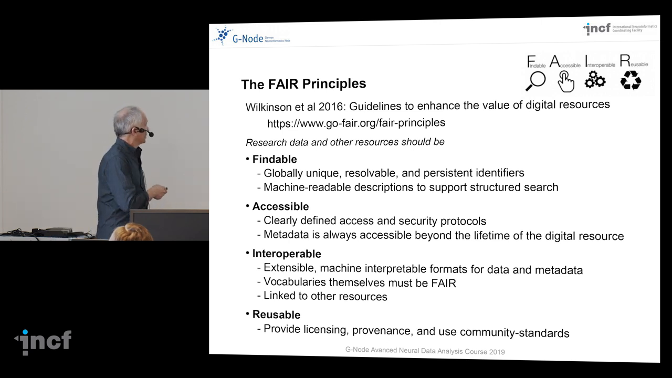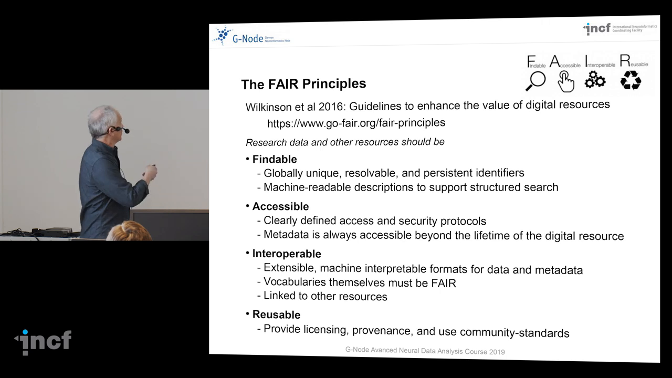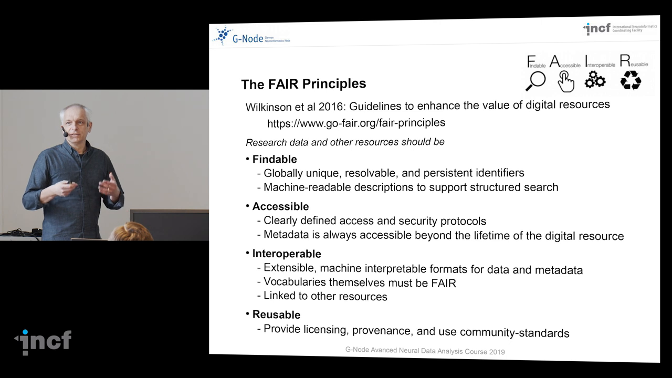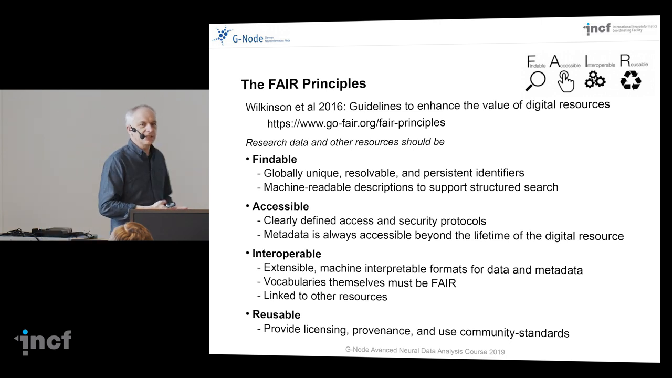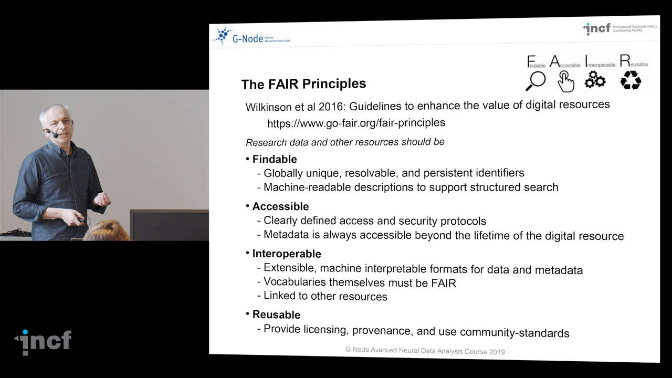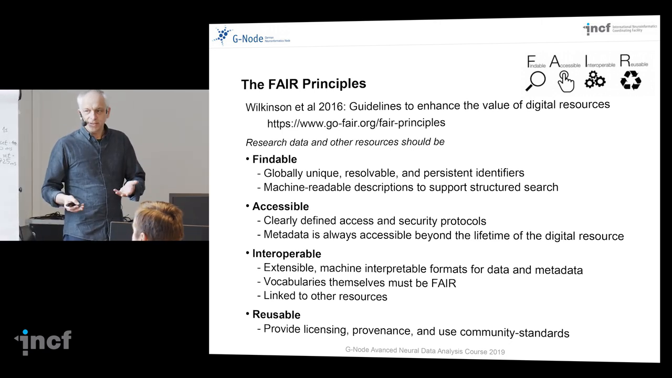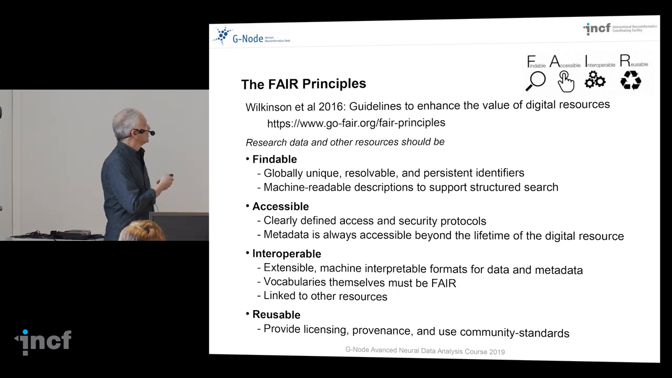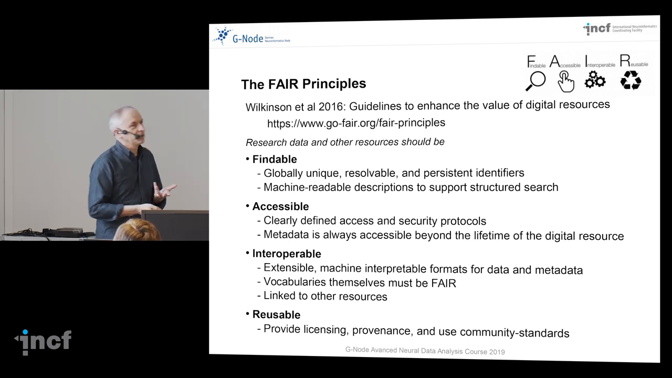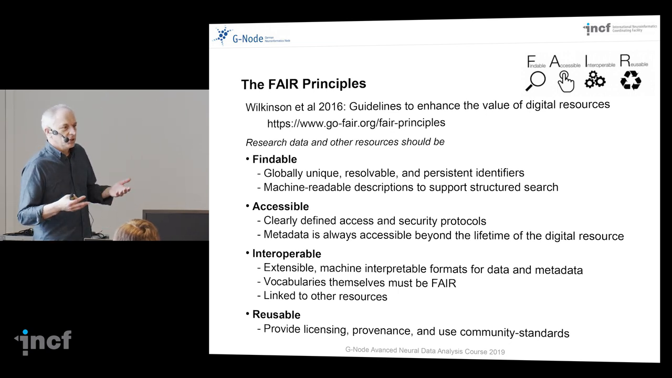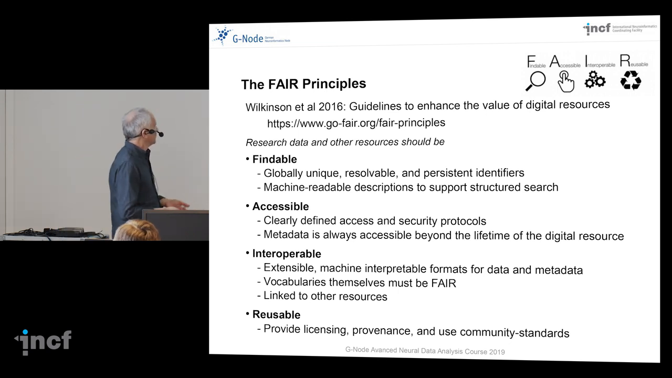On the more general side, the recommendation to make the data findable is to use globally unique and persistent identifiers. You all probably know the DOI. This is a digital persistent identifier that is used to identify resources, typically papers or data sets. The goal would also be to use machine readable descriptions of your data, in order to enable automated services to find your data and know what's in your data.